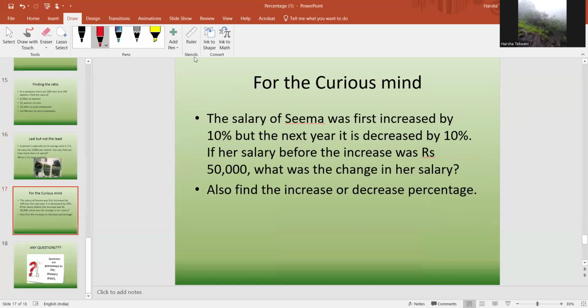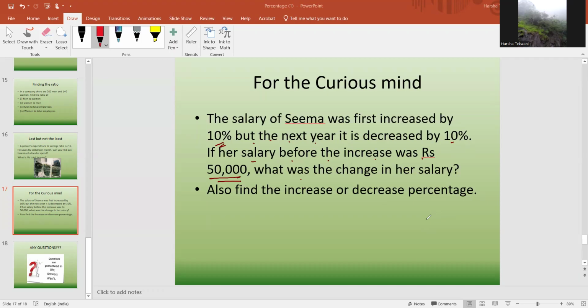For the curious mind, the salary of Seema was first increased by 10%, but the next year it got decreased by 10%. If her salary before the increase was 50,000, what was the change in her salary? Now you may think, no change because first it got incremented, then decremented. Sorry, that's not the right answer.